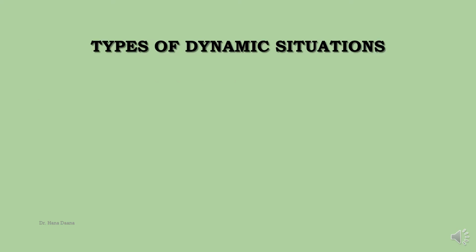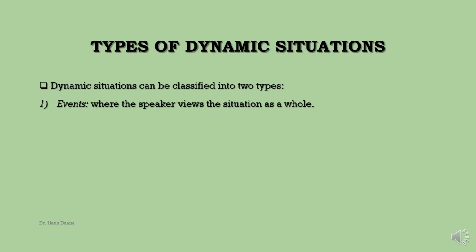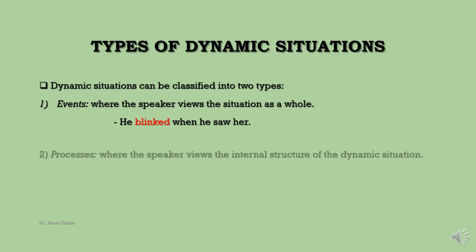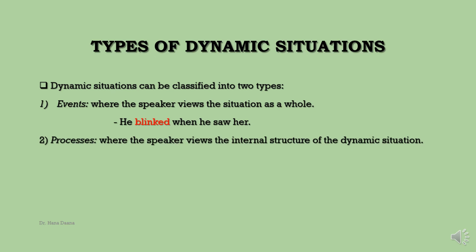Types of dynamic situations. There are two different types of dynamic situations. Events, where the speaker views the situation as a whole, as in he blinked when he saw her. The verb blink is used here to portray the situation as a whole. And the second type is processes, where the speaker views the internal structure of a dynamic situation, as in I drove to college. The verb drive here is used to portray the internal structure of the situation. It is used to portray the situation as a process.